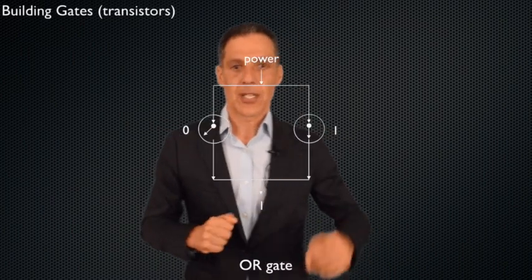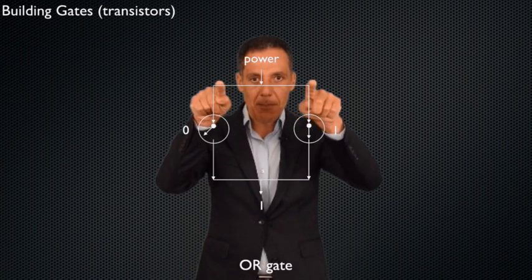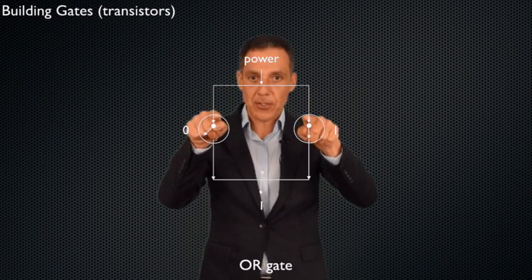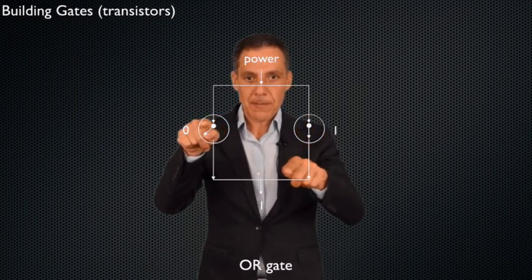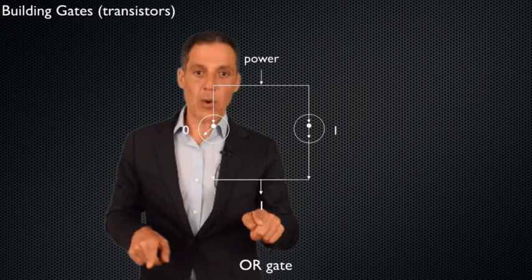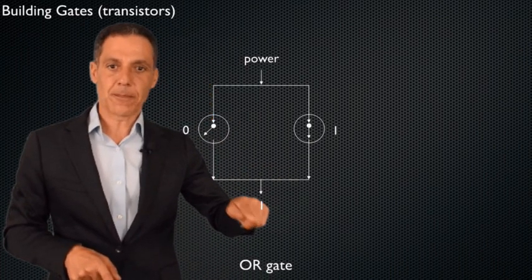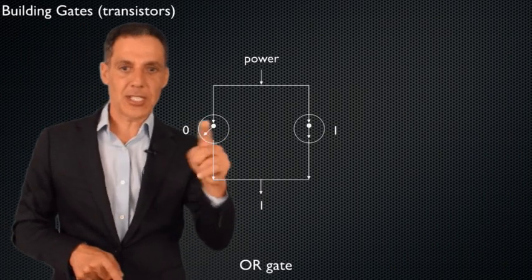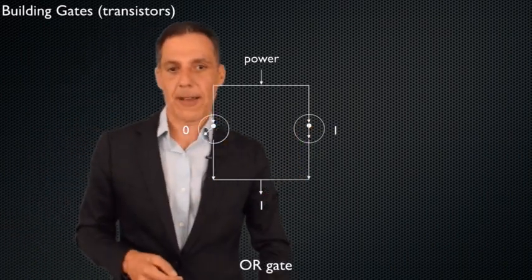What happens? Let's think about the power coming down. I split the power along the top and bring it down into both transistors. This one stops the flow, but this one allows it. And out comes, and there's my 1. So as long as one of these is open, I'm going to get a 1 here. Now notice, by the way, if I switch these, if this was a 1 and that was a 0, I would still have a 1 here. The order of these doesn't matter.